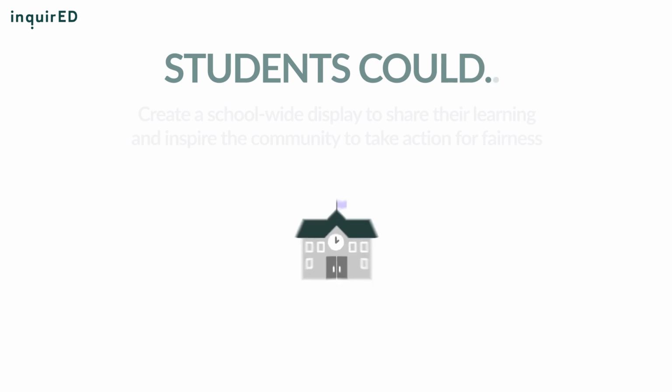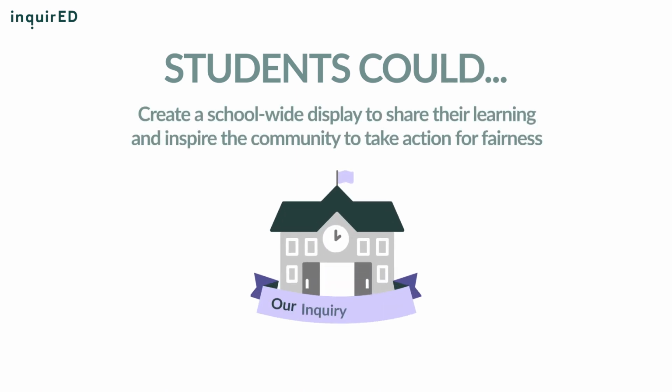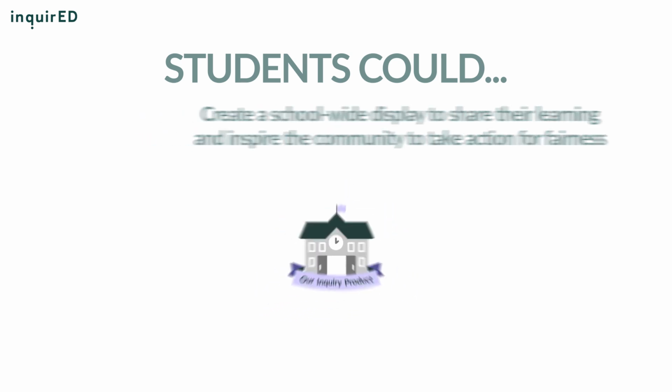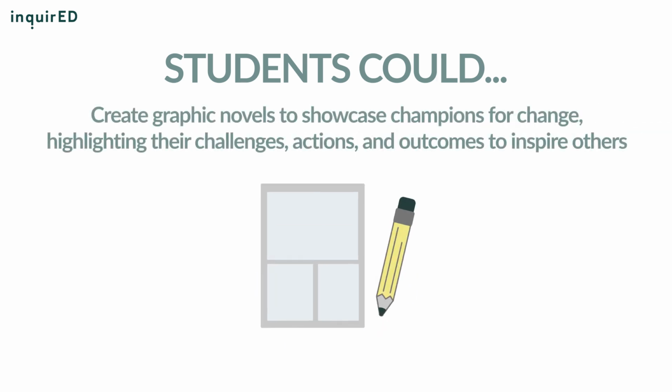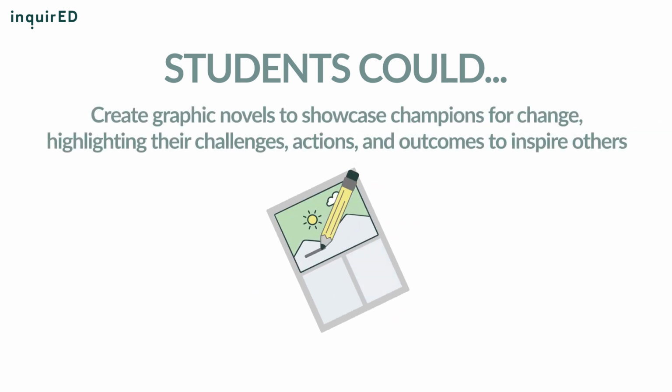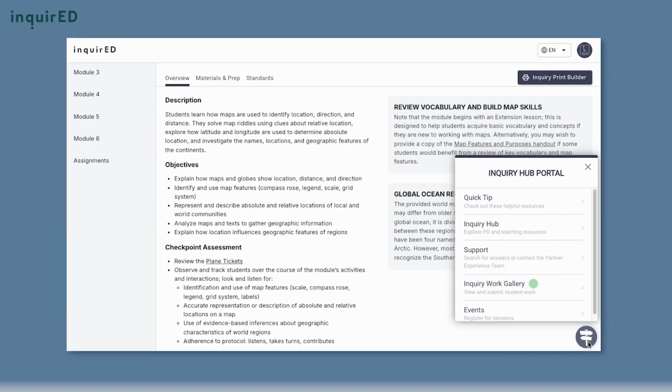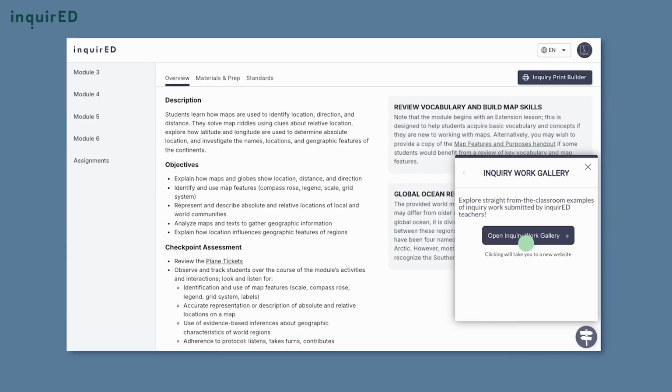After Module 5, it's time for students to take action and choose an inquiry product that will impact the community beyond the classroom. There are several options to choose from and suggestions of possible products. For example, students could create a school-wide display to share their learning and inspire the community to take action for fairness. Or they could create graphic novels to showcase champions for change, highlighting their challenges, actions, and outcomes to inspire others. And you can always check out the Inquiry Work Gallery for more inspiration.